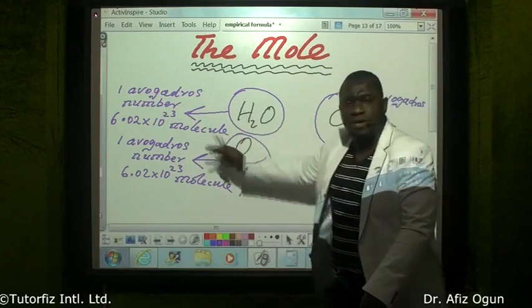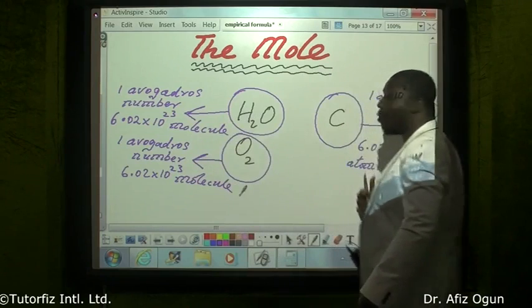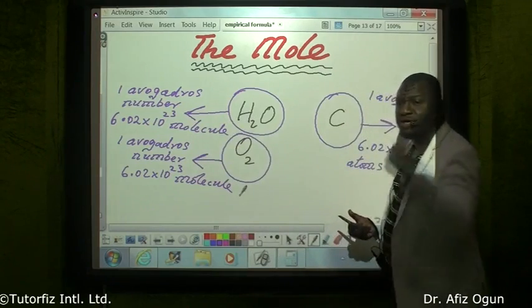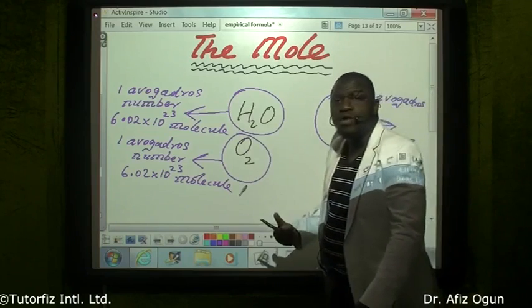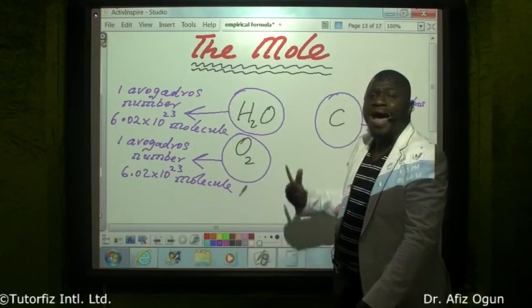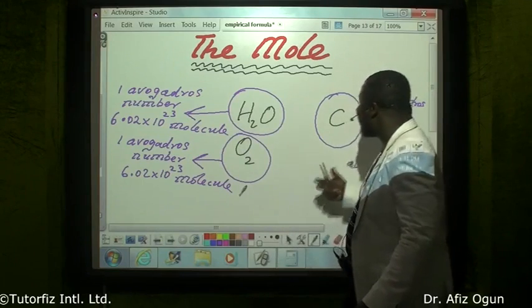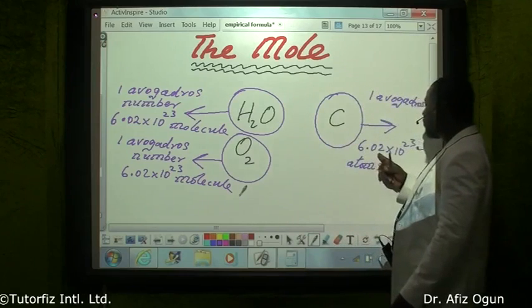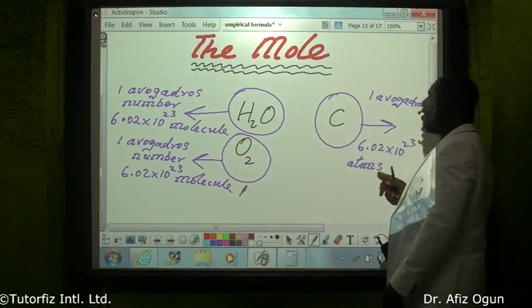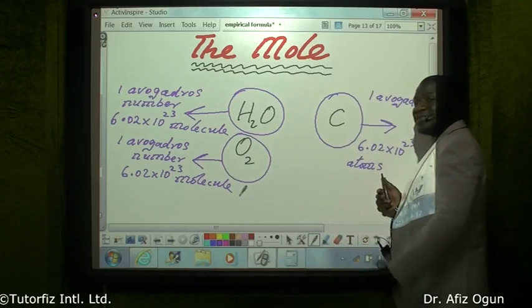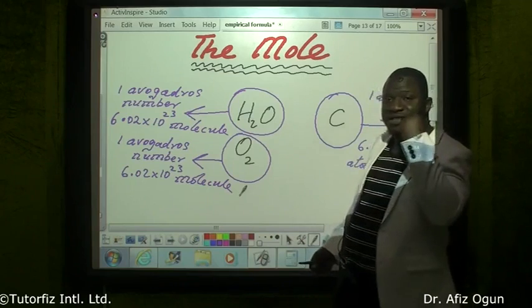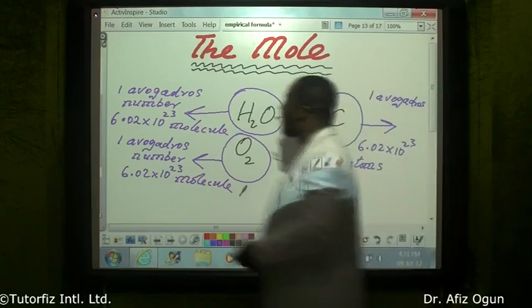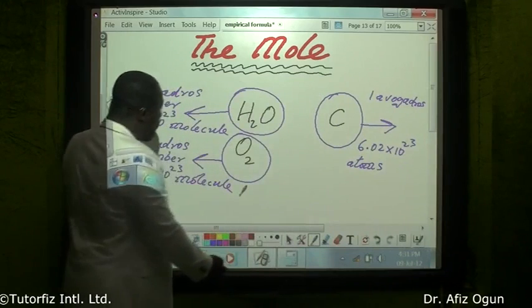The particle may be molecules, atoms, or ions. So how many grams of carbon will contain 6.02 times 10 raised to power 23 atoms of carbon? That amount is a mole of carbon. Then I can now write the definition of a mole.